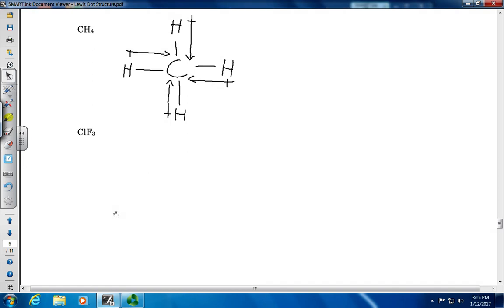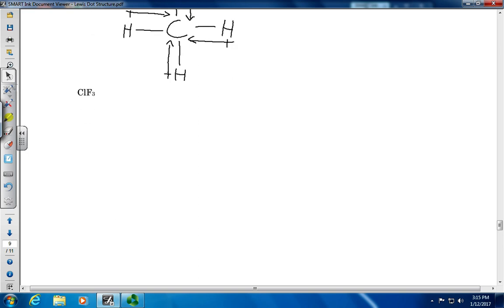It's important to realize that as the dipoles cancel each other out, while you may have polar bonds, there's no effective dipole moment, and therefore the molecule itself is nonpolar. Let's take a look at one more, and it's going to be chlorine trifluoride.